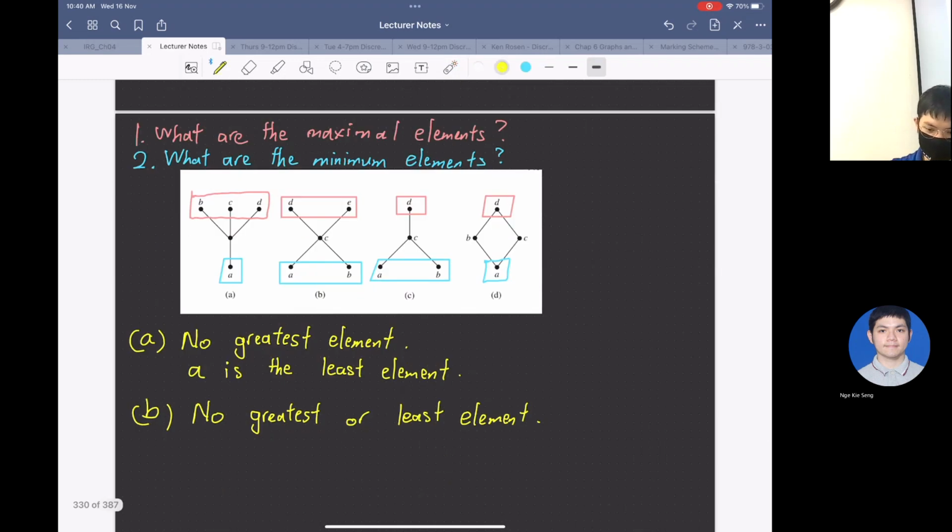C, least. E, do you have a greatest element? Who is the greatest one? D is the greatest. How about the least element? No, right? Because A and B are not comparable.